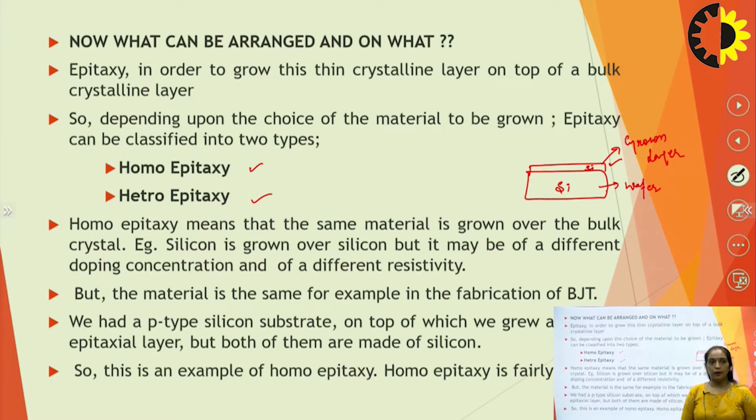So in homoepitaxy, the same material is used to grow over the silicon wafer. For example, in the fabrication of a PNP or NPN BJT transistor, we have the p-type silicon substrate, and on top of that we grow an n-type epitaxial layer. Both the materials are made up of silicon. So when the same material is used for the epitaxial layer and for the wafer, that is known as homoepitaxy. And homoepitaxy is a very simple process.